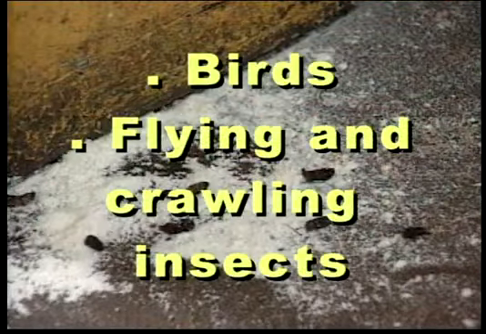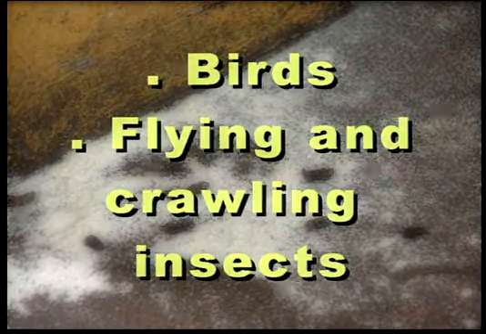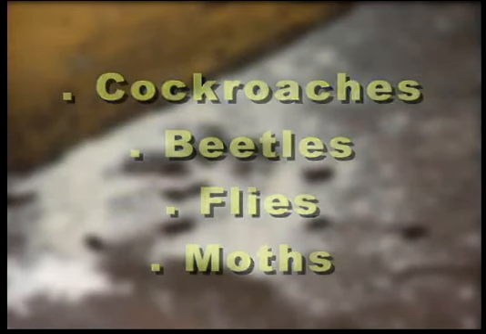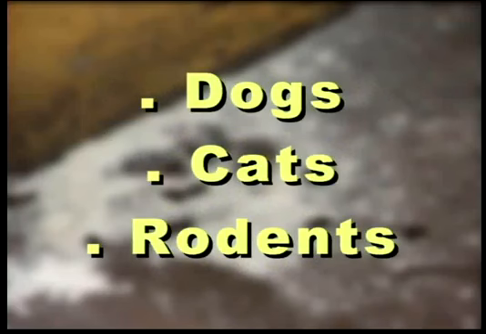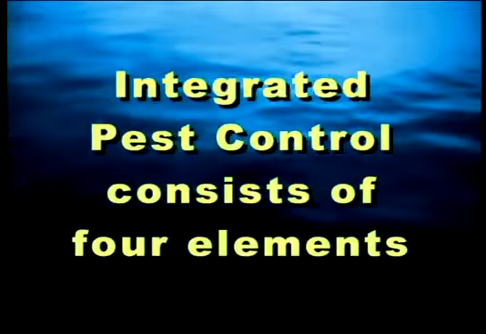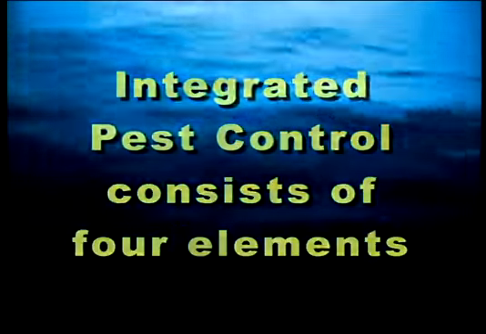Pests include birds, many flying and crawling insect species such as cockroaches, beetles, flies, and moths, in addition to dogs, cats, and different species of rodents. The presence of pests in a food processing plant can cause diseases in consumers through microbial contamination carried by them. Integrated pest control consists of 4 elements: prevention of access, prevention of nesting, eradication, and monitoring.